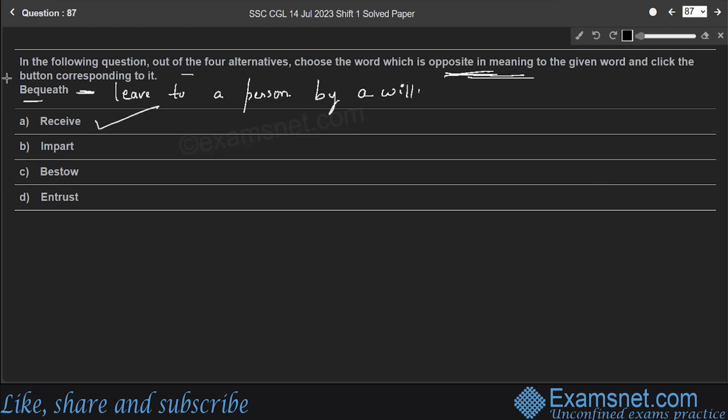Whereas the remaining words: impart, bestow and entrust. So bestow means confer or present, right? So confer or present an honor or gift, right? So impart gives the same meaning as bestow, and entrust means assign the responsibility for doing something, right? So assign the responsibility.